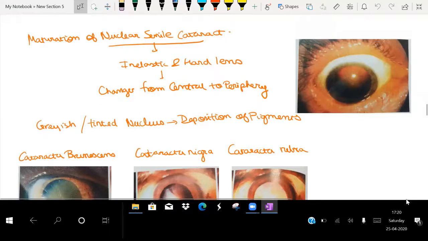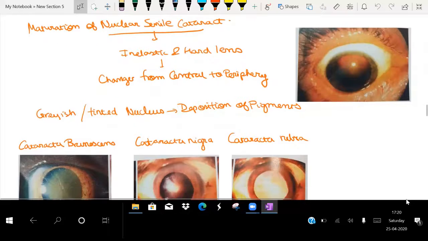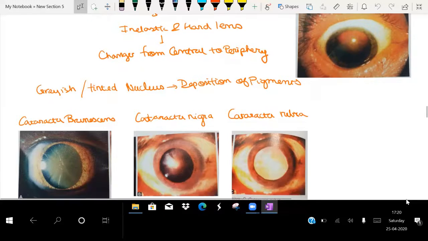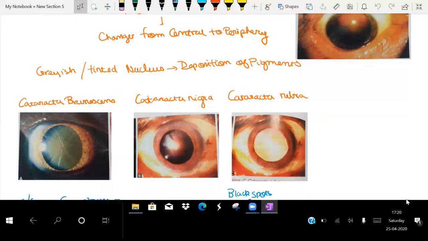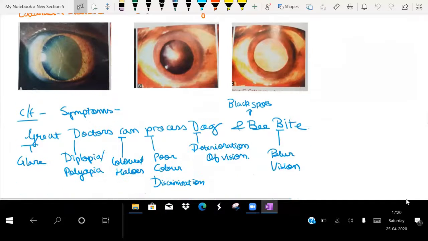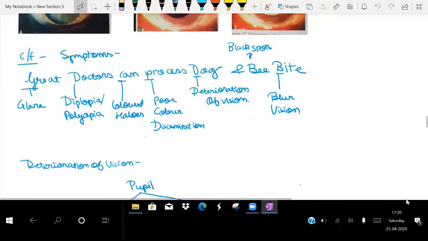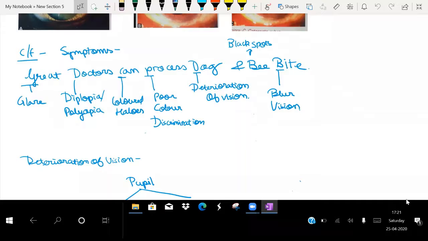Moving on to the maturation of senile cataract in the nuclear forms, the lens becomes inelastic and hard, and the change occurs from the center to the periphery. The nucleus shows deposition of pigments, so it looks grayish or tinted in color. We have three types of deposition: cataracta brunescens, cataracta nigra, and cataracta rubra. These are the images.